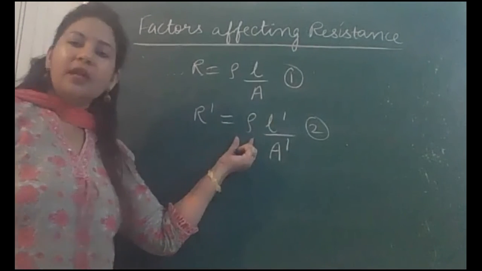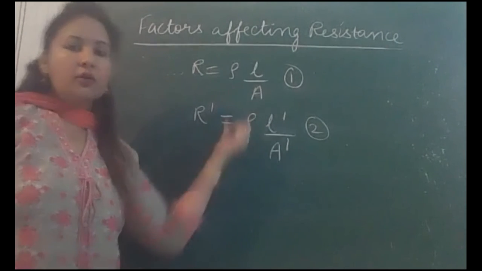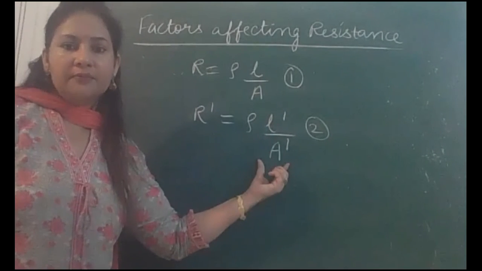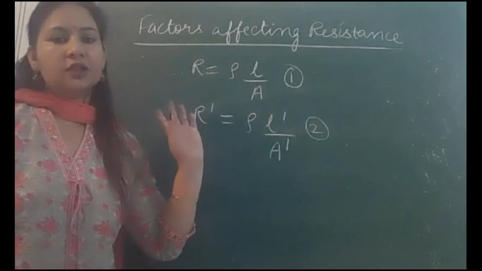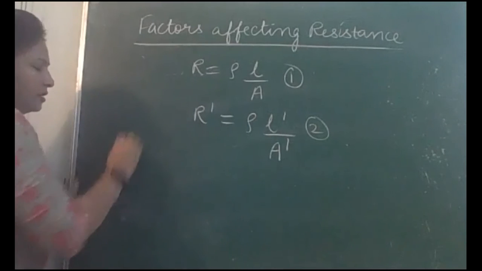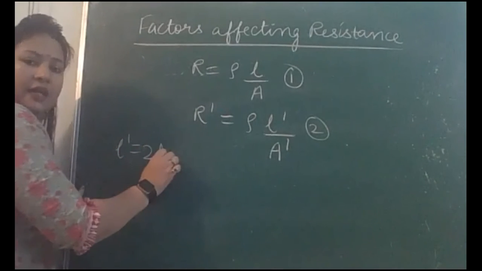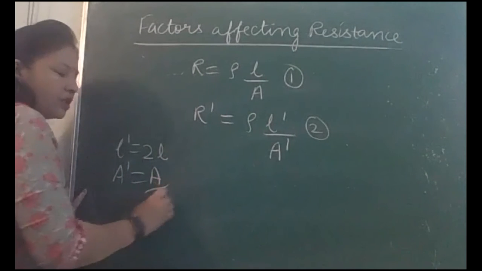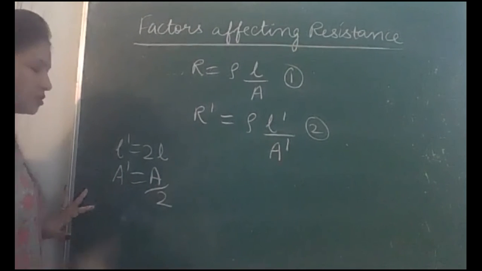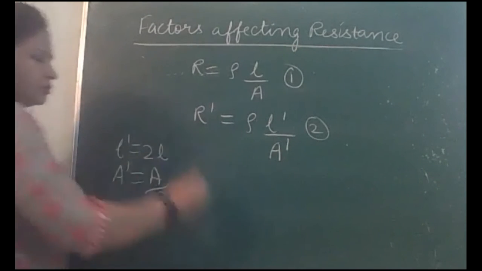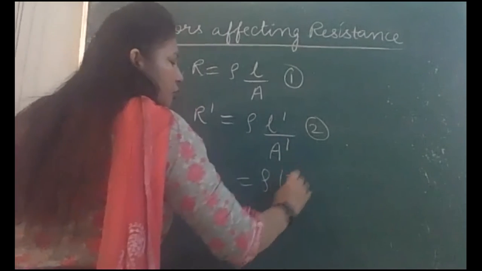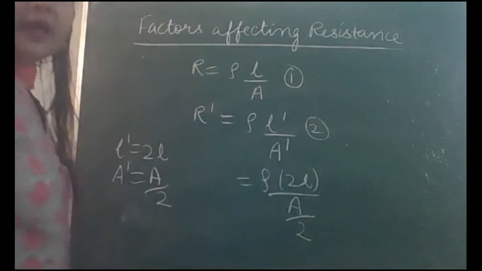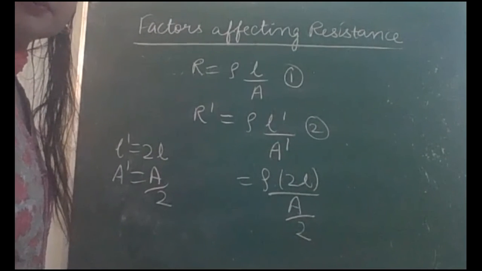So the resistivity I wrote as rho only, it did not change, it remained rho. Length is changing, area of cross section is changing. Okay, so I have written L dash and A dash. Now what is L dash? Length has become double, so L dash is 2L, and area of cross section gets halved because the wire becomes thin also. So we will put A dash equal to A by 2. So let us put the values: 2L and A by 2.